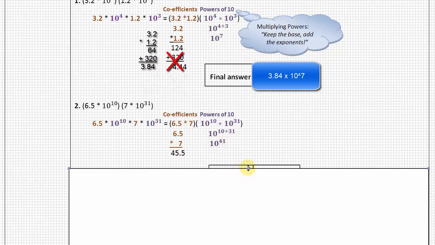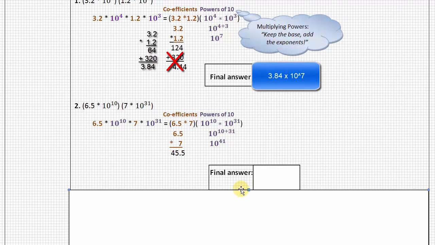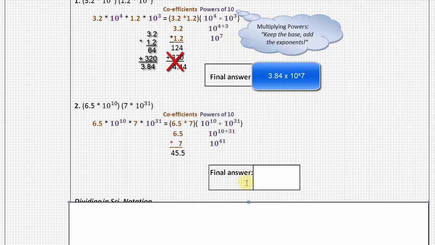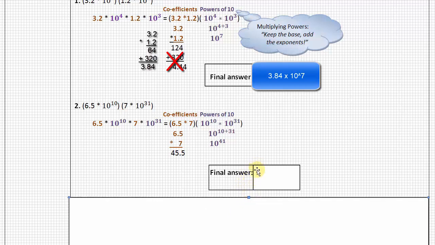So as I get ready to write my final answer, I can put it all back together again. My coefficient times the power of 10. So I get 45 and 5/10 times 10 to the 41st.